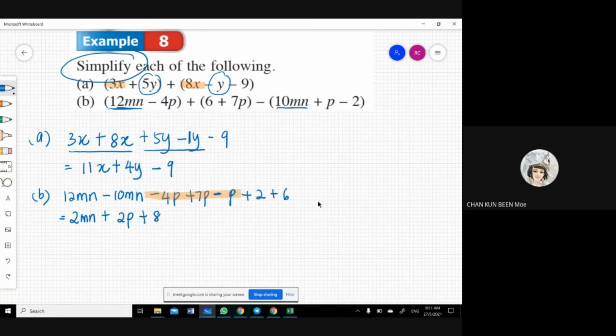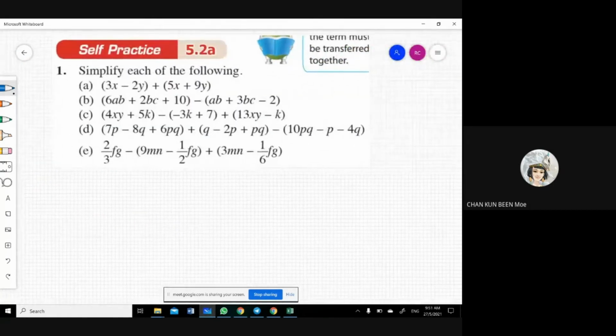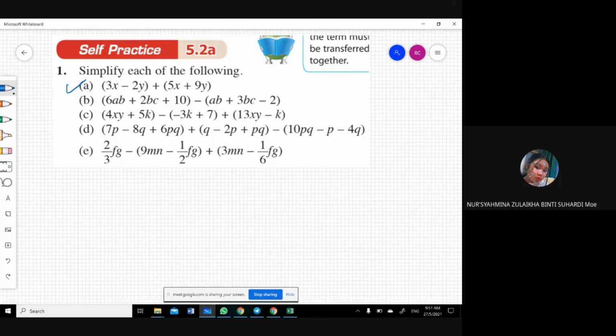Okay, so now let's look at the self-practice that we have in your book. Look at the first question. Simplify each of the following. Can you tell me what do I do first? Identify the like terms. Yes, you gather the like terms. Gather them. So which ones are the like terms? 3x and 5x. Very good.